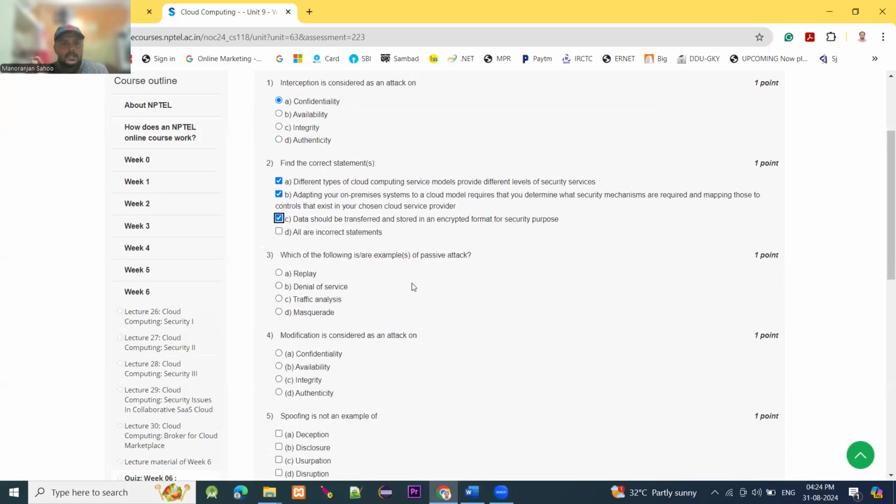Which of the following is or are examples of the passive attack? Examples of the passive attack. Only you may see the traffic analysis. Traffic analysis is an example of a passive attack. The rest of the things are active attacks.